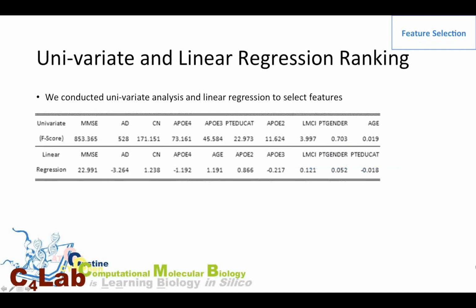Then next, we do feature selection. We conduct univariate analysis and linear regression to select features. Univariate feature selection works by ranking the features based on the F-test. After univariate feature selection, we can get the F-score, and the F-score can be regarded as the weight of the features. Similarly, the linear regression estimated coefficients of the linear combination can also be regarded as the weight of the feature, as shown in this table.